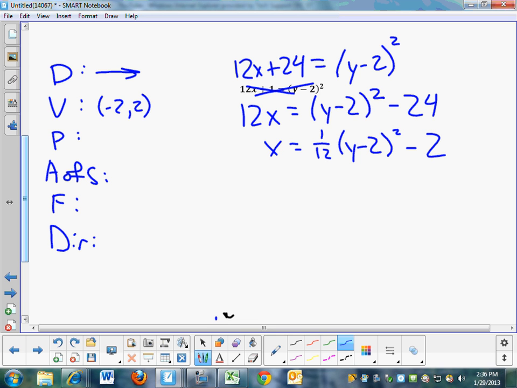Negative 2, 2. Why isn't it 2, negative 2? Because the y coordinate is 2. The x coordinate is negative 2. It switches when it's x. See? The y is attached to this, so.